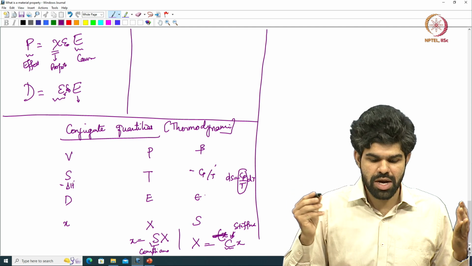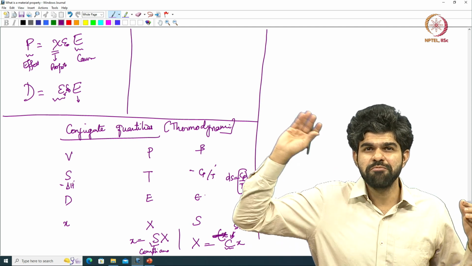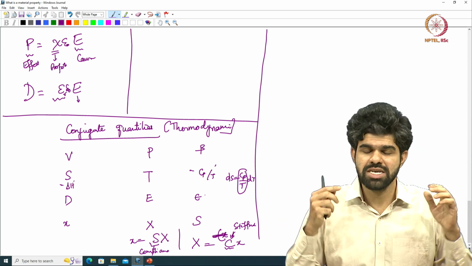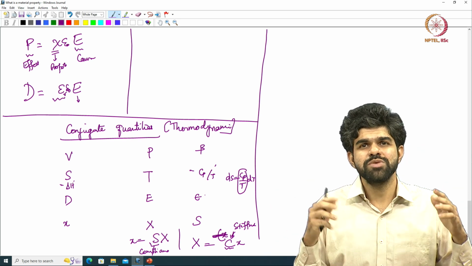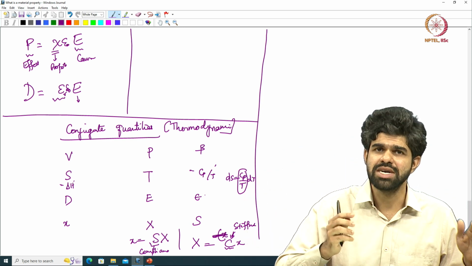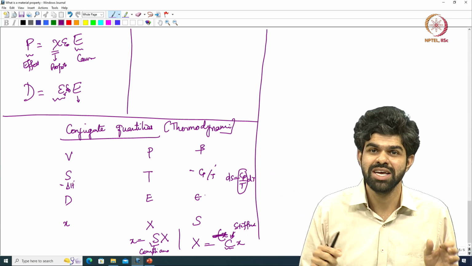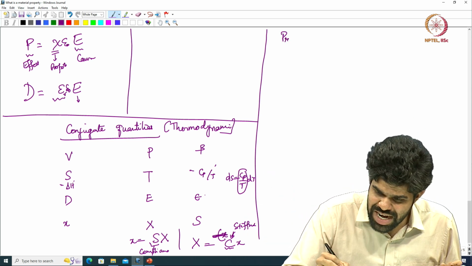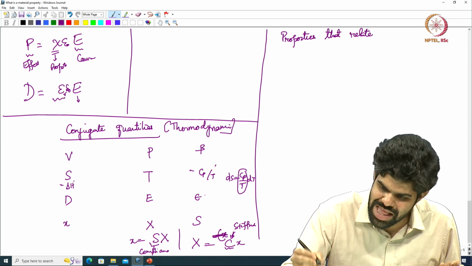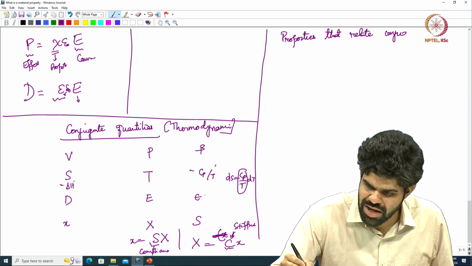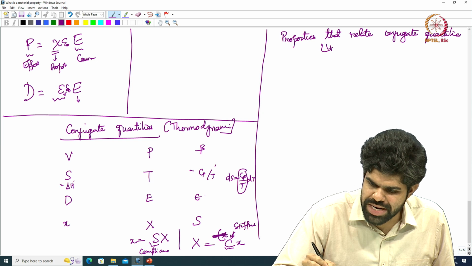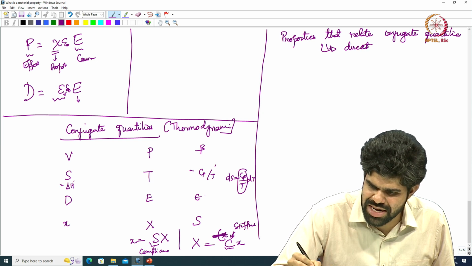So if I apply pressure, volume should change. There should be a property of the material that changes volume with pressure, right. And so there is an obvious property that comes out of this. If I change temperature, entropy should change, and heat capacity of the material should take care of it, right. So these are the properties that relate conjugate quantities, and they are what are called direct properties. Okay, so this is just the definition.